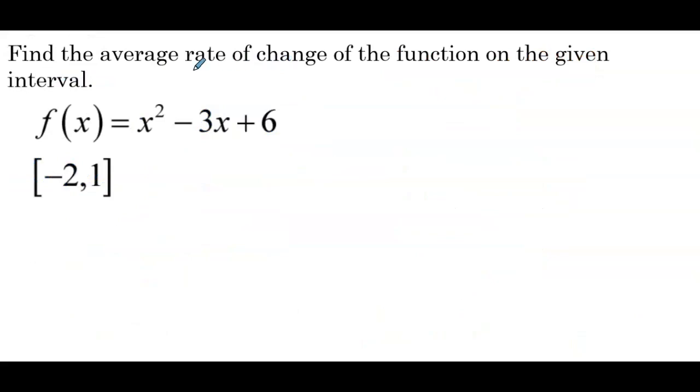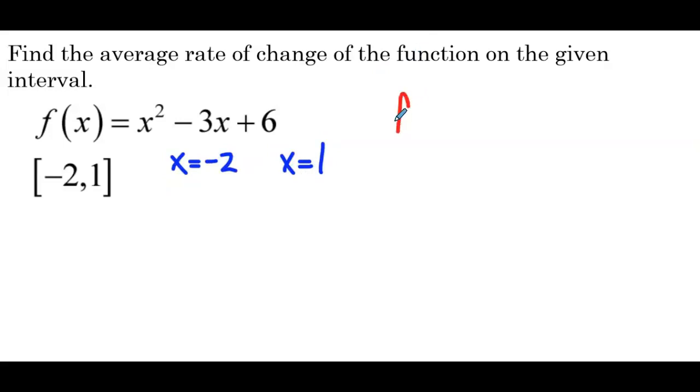Find the average rate of change of the function on the given interval. So the function now is f of x equals x squared minus 3x plus 6, and the interval is negative 2 to 1. So again, we have x equals negative 2, and we have x equals 1, and we have to find the output for each input.